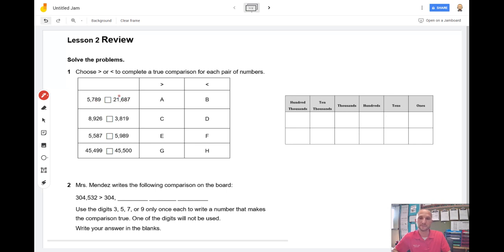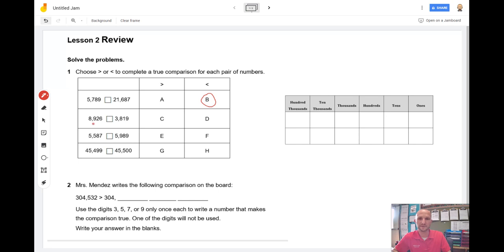So I'm already looking at this number and I can see that this is a 4-digit number and that's a 5-digit number. So that's already in the 10,000s, so it's going to be greater than this one. So I have to make sure my inequality reads true. 5,789 is less than 21,687.